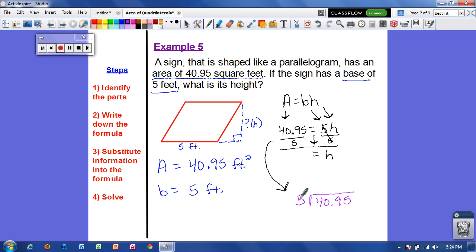Alright, I'm dividing by a whole number, so I just bring the decimal up. 5 goes into 40 8 times, with the remainder of 0. 5 goes into 9 1 time, with the remainder of 4. And then 5 goes into 45 9 times. So that means our height equals 8.19, and I'm going to rewrite that off to the side. So the height equals 8.19, and then our units were feet.